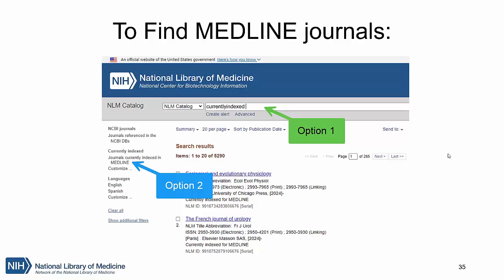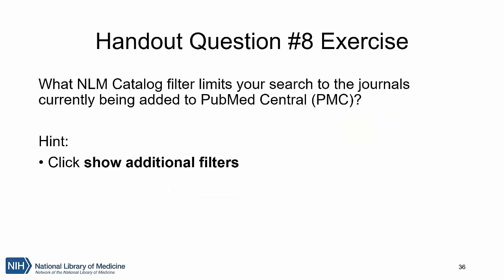All right, now let's look at finding the list of journals currently being added to PubMed Central. And this is number 8 on your handout. So this time, my question is, what NLM catalog filter limits your search to the journals currently being added to PubMed Central, PMC? And I'll give you a hint. In the catalog, you want to click on the Show Additional Filters button. And once you've found that, give me a thumbs up, and then we'll review together.